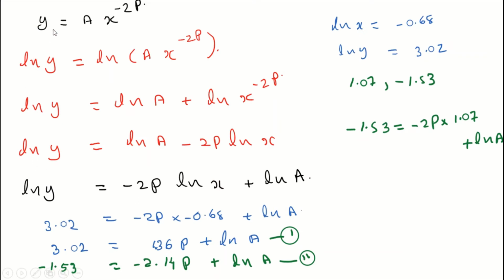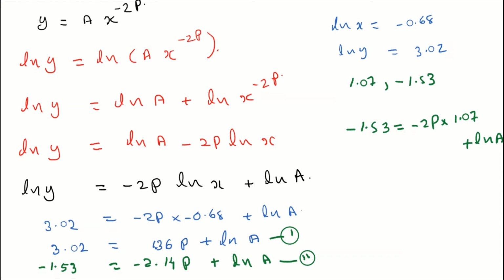Say ln y is equal to ln of a times x to the power minus 2p. Now this is a product. This product could be written as a sum. So ln y is equal to ln a plus ln of x to the power minus 2p. This minus 2p is taken to the front. So ln y is equal to ln a minus 2p ln x. Therefore, we can write this as ln y equals minus 2p ln x plus ln a. Now, this is the equation of the straight line given to us.